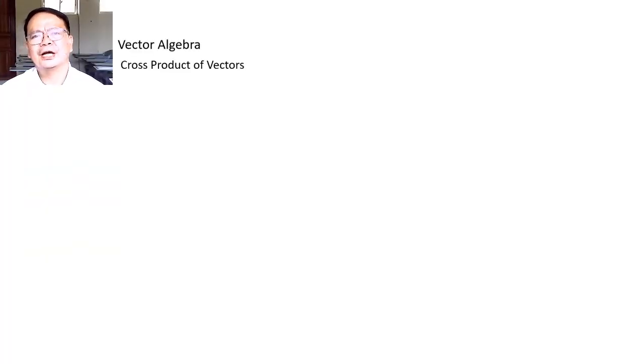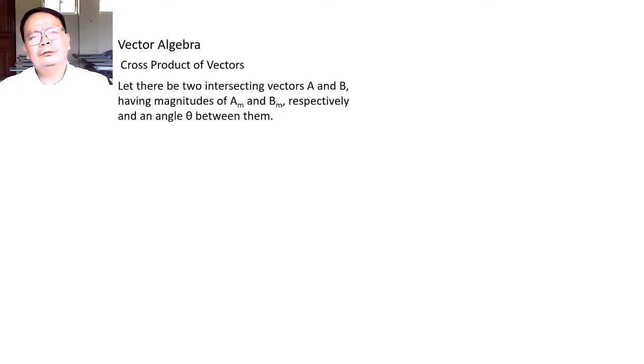To start with our discussion, let's start with the definition of the cross product. So, madali natin maunawaan yung cross product if we will let that there be two intersecting vectors. Sabihin natin that I have two intersecting vectors A and B having magnitude of AM and BM respectively, and they are separated by an angle theta between them.